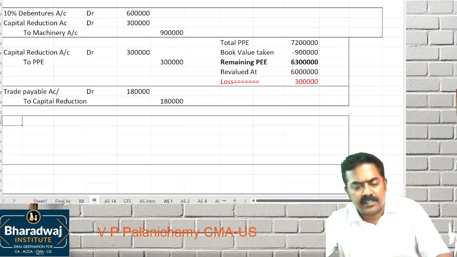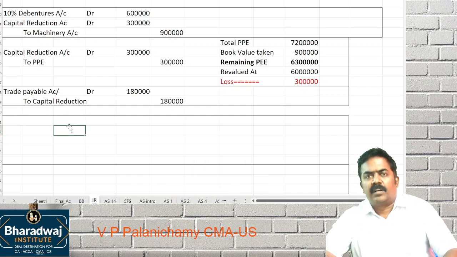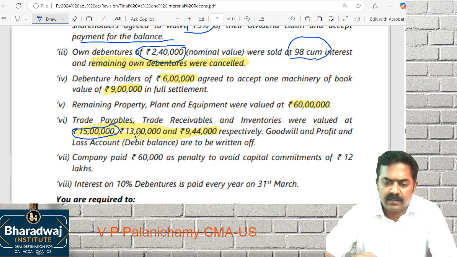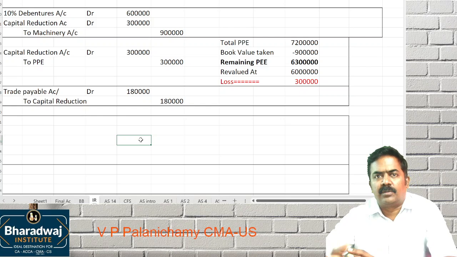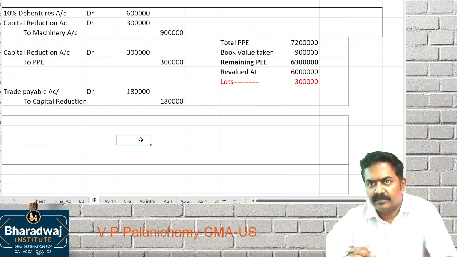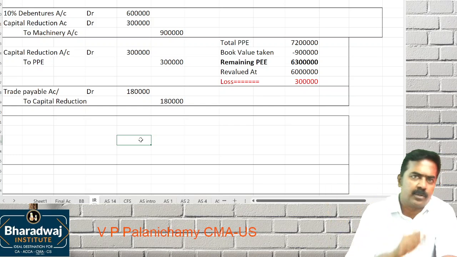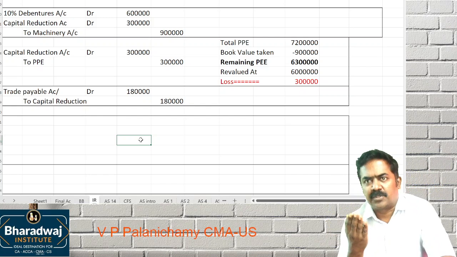Next part. What is given next? What about other assets? Are the values reducing or increasing? Compare trade receivable and inventory book value with this one. Reduced, right? Then you write off the P&L account, you write off goodwill, all of it is mentioned. What is the entry you will pass? You can pass a combined entry. Capital reduction account debit to the trade receivable and inventory. Goodwill they ask you to eliminate. P&L account they ask you to eliminate.